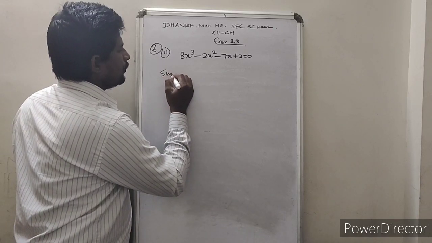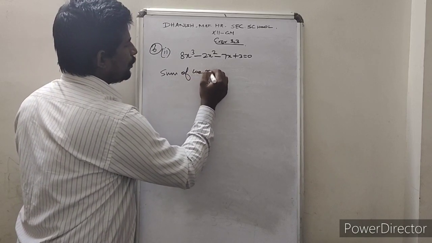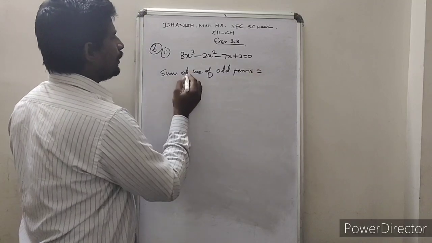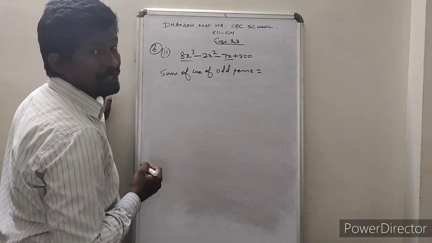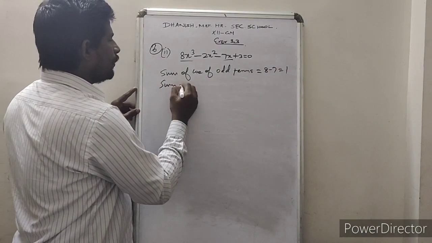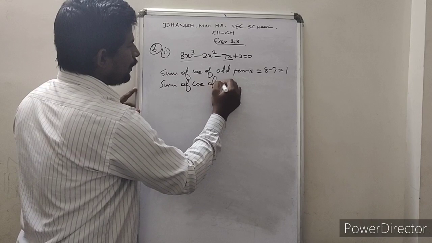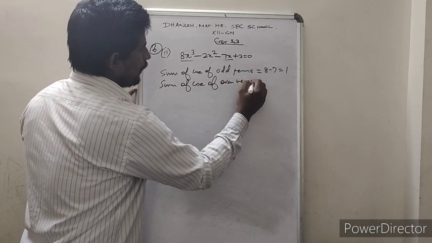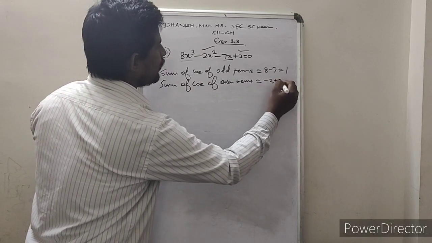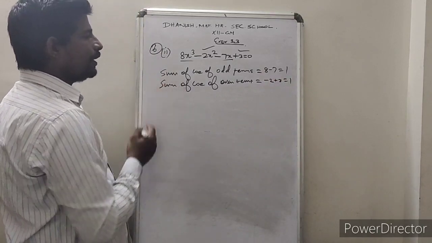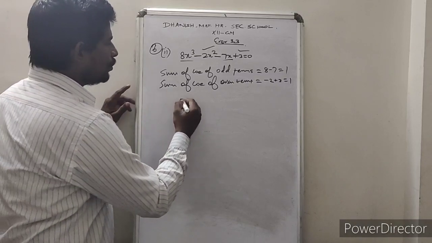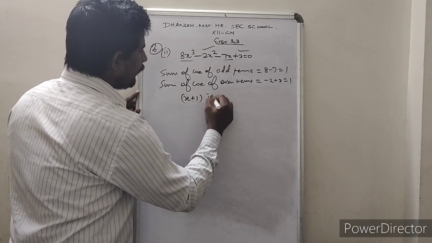First, I am going to find the sum of the coefficients of odd terms. Here we can take these two terms as odd terms. So I am going to take the coefficients. Then the sum of the coefficients of even terms equal to, here we can take the remaining terms as even terms, so minus 2 plus 3 is also 1. Here we got the sum of the coefficients of odd terms equal to the sum of the coefficients of even terms. So we can conclude that x plus 1 is a factor.